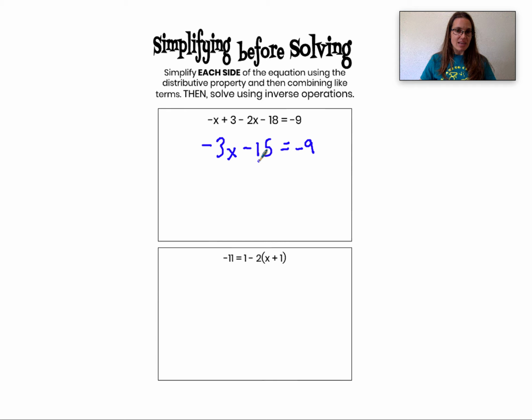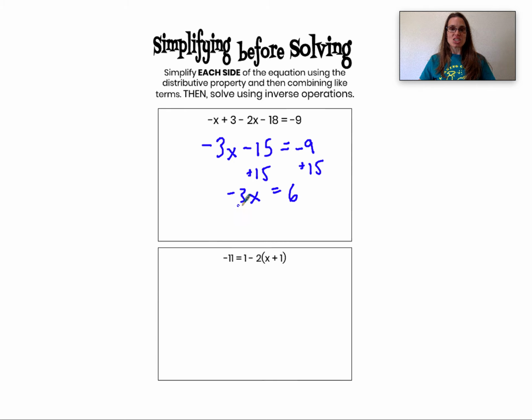Now that I've simplified the left-hand side and the right-hand side doesn't need to be simplified, now I can use inverse operations. First inverse operation is to add 15 to both sides of my equation. Negative 3x minus 15 plus 15 is just negative 3x. And then negative 9 plus 15 is 6.